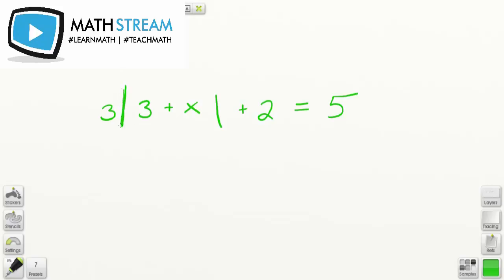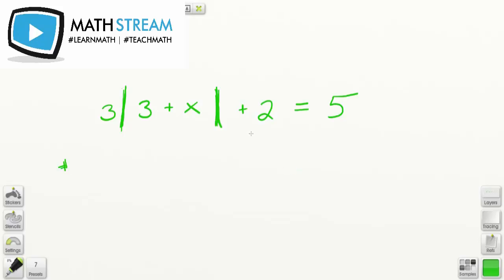Okay, so this is 3 times the absolute value of 3 plus x, plus 2 equals 5. Now I know that I'm going to need to solve it twice, but here's something that's important. In order to find solution number 1 and solution number 2, we need to rearrange this equation first. I need to get the absolute value alone on one side.